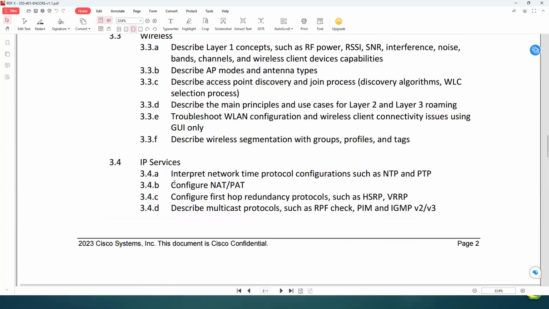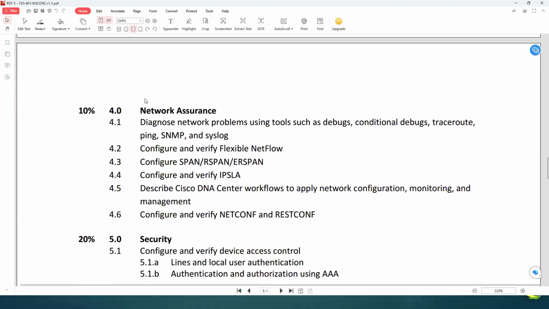But yes, then comes a lot of configuration and interpretation in the IP services part. So network address translation, NTP, network time protocol, FHRP, as I was talking about earlier, HSRP, VRRP, GLBP for gateway load balancing, and multicasting, some information about RPF check, PIM, IGMP, some network assurance. Network assurance basically means checking your network for any issues, debugging, and event management and event reporting. All these things will be part of network assurance.